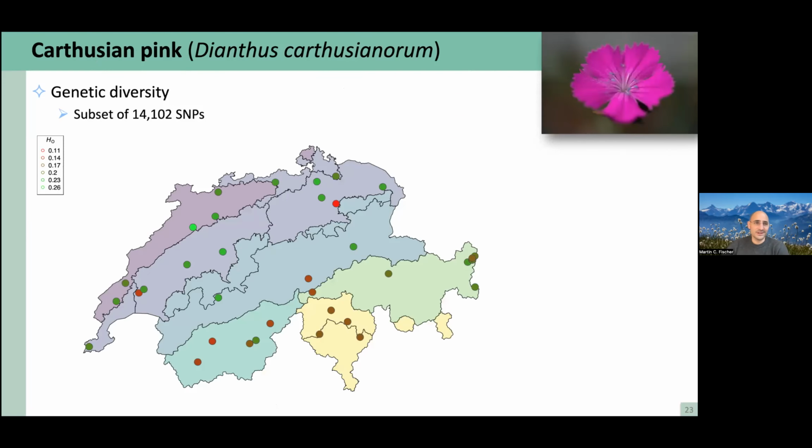Then coming to another highly interesting result from the Carthusian pink. If we first look at this map of genetic diversity, in this case it's again a subset, a very small one of only 14,000 SNPs. You will see later why this SNP set is currently that small. You see again quite strong variation in genetic diversity in Switzerland, which is quite mosaic-like.